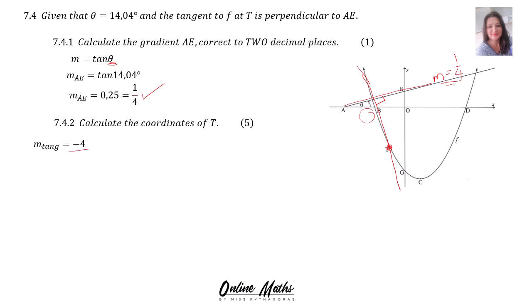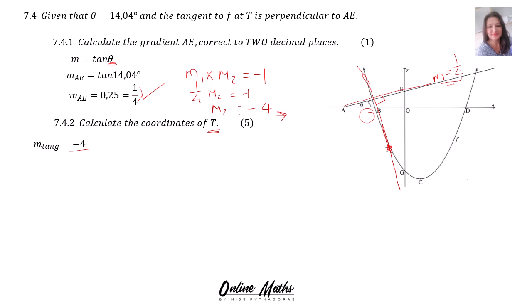And how did I get to that? You can say swap the numbers, swap the sign, or it's this little formula, m1 times m2 is -1. If the known gradient is a quarter, and this is the one you want to calculate, you can work it out, and then you will find that your other gradient is -4. And then, now that you know the gradient of this line, we are looking for the x coordinate of T.